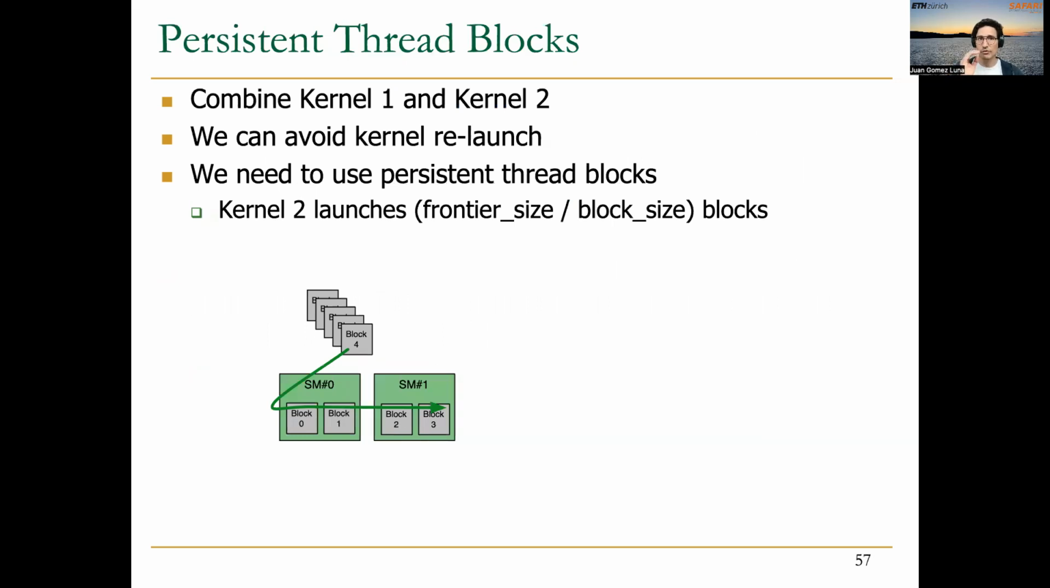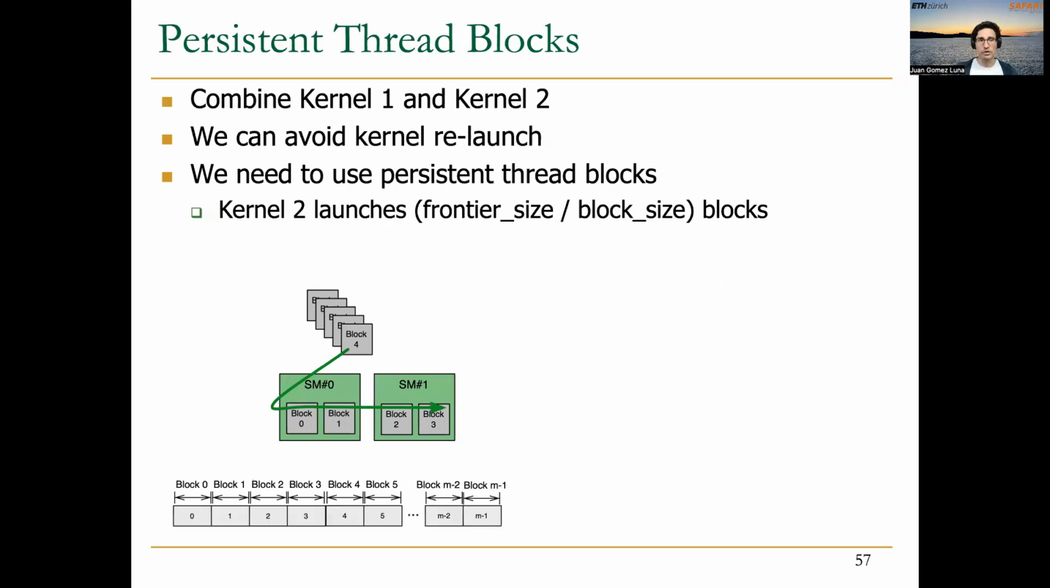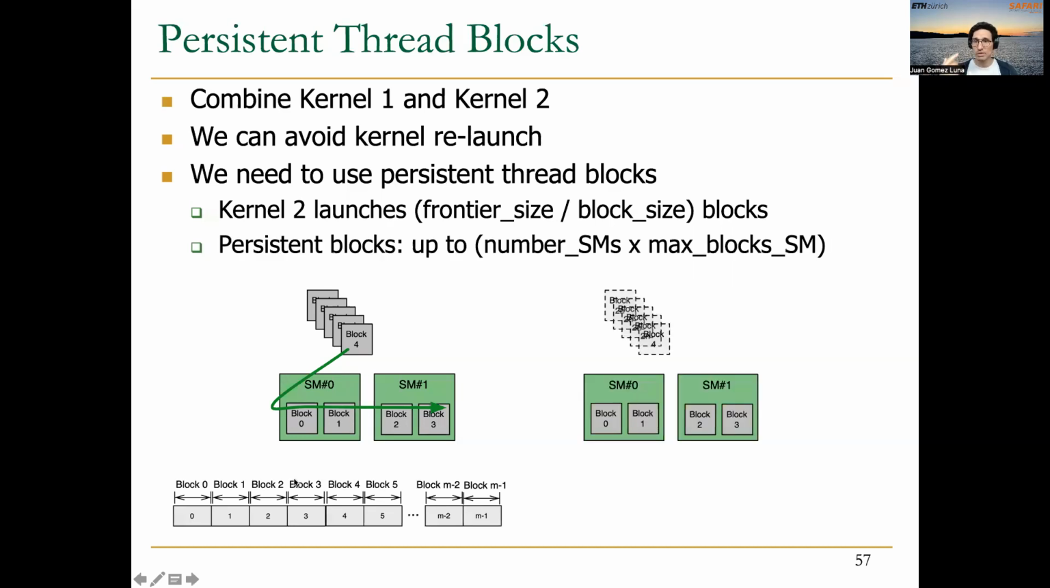Basically, the idea here for persistent thread blocks is that instead of using as many thread blocks as we need to cover the entire input frontier, in this case, we are talking about M thread blocks, we are going to launch only as many thread blocks as can run concurrently on the existing GPU cores. For example, in these two GPU cores, SM0 and SM1, they can only fit two blocks at a time, so only 4 thread blocks.